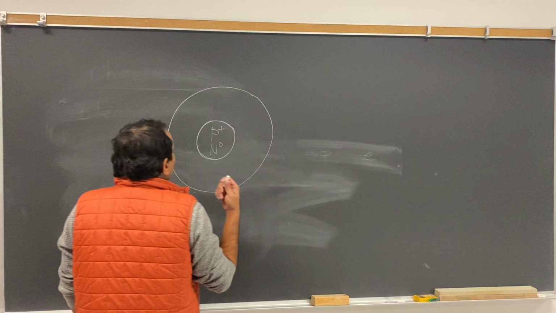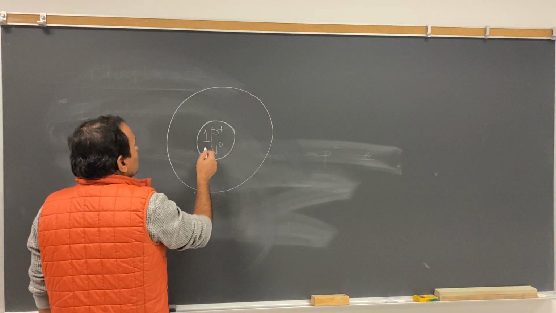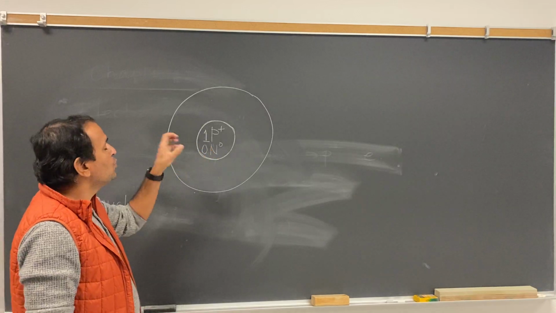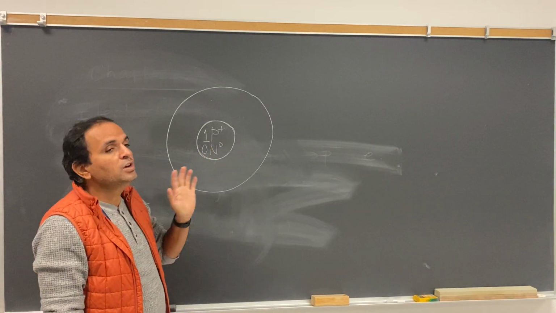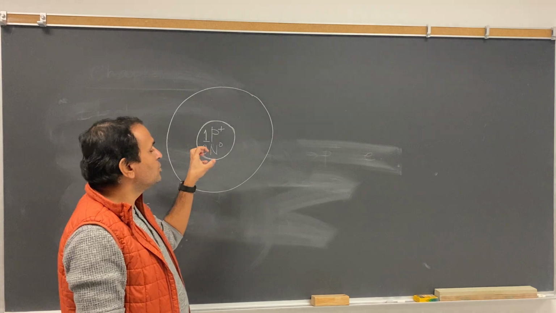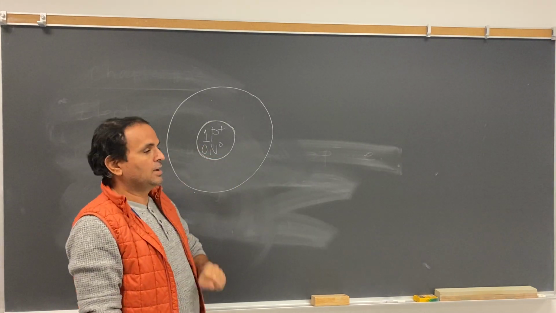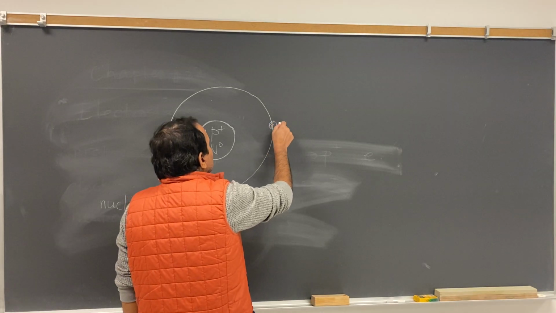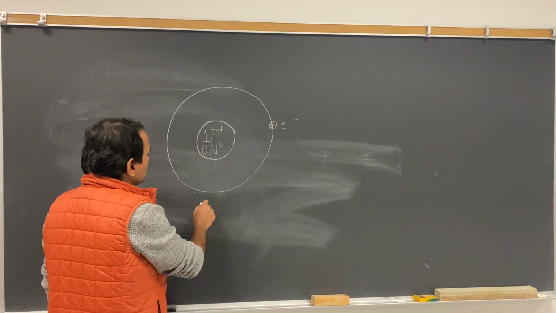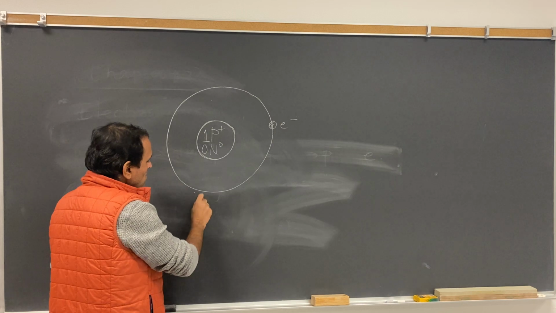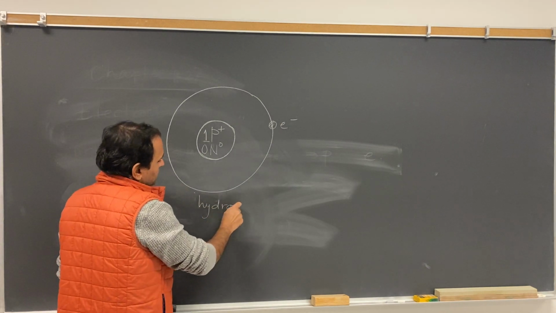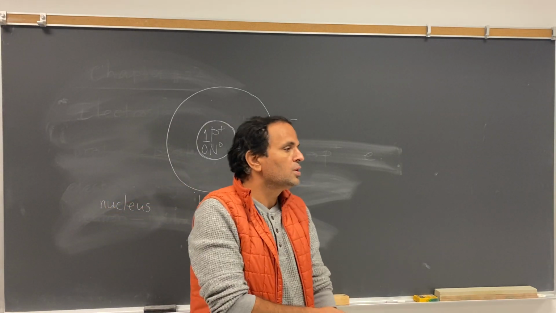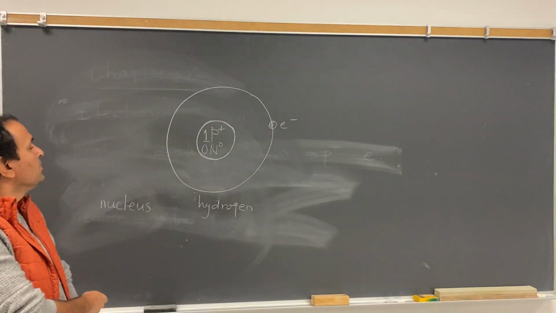Let me write one proton and 0 neutron. So this is the hydrogen atom. The hydrogen atom has only one proton and no neutron. That's why it is the lightest atom. And there is one electron. So the hydrogen atom has one proton, one electron and 0 neutron. It is the very first element in the periodic table.